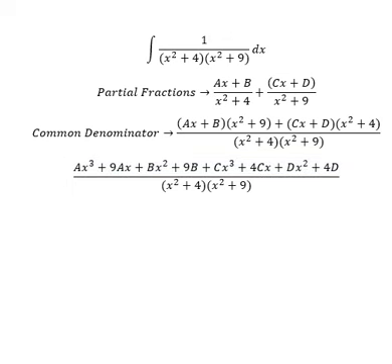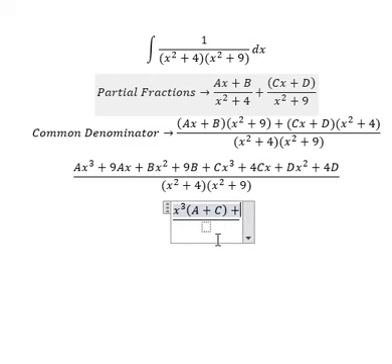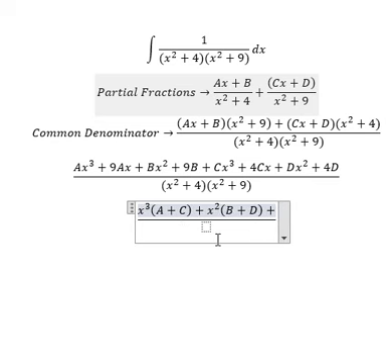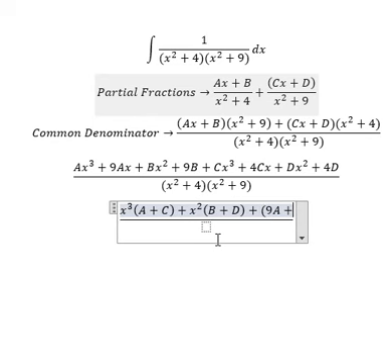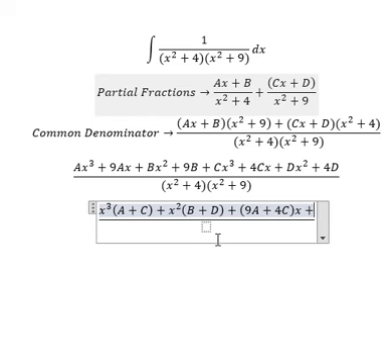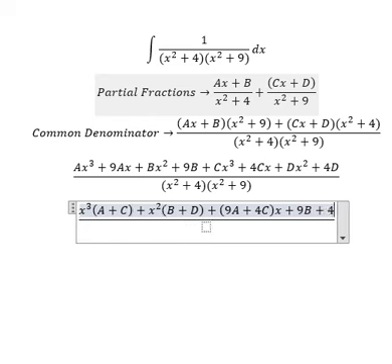Next, we need to arrange based on the terms of s. For s to the power of 3, that is a plus c. For s squared, that is b plus d. For s, that is 9a plus 4c. For the numbers, that is 9b plus 4d.